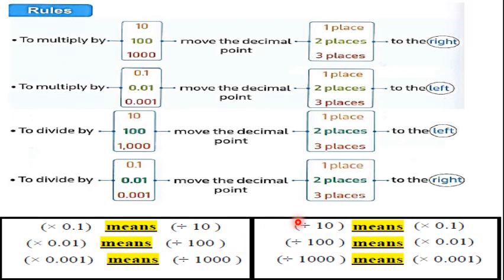And also in the division, if I divide by 10, this means times 0.1. If I want to divide by 100, that means the same as times 0.01. If I want to divide any number by 1000, this means times 0.001.